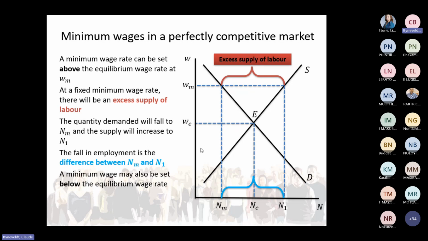If it sits below the equilibrium wage, it's not efficient, it's not effective. It will have no effect. It will be useless actually to employ a minimum wage. So a minimum wage will always be set above the equilibrium wage. If it's set below the equilibrium wage rate, it will have no effect on the wage rate or the level of employment.